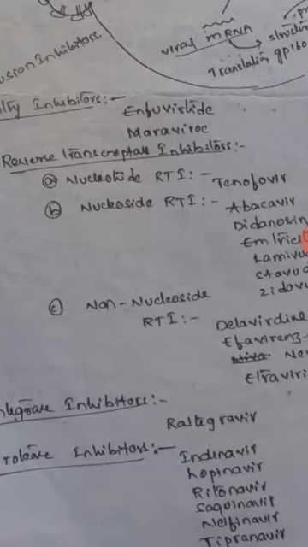One is nucleotide reverse transcriptase enzyme inhibitors, nucleoside reverse transcriptase enzyme inhibitors, non-nucleoside reverse transcriptase enzyme inhibitors. Okay, please remember nucleotide and nucleoside. So what is the difference between the nucleoside and nucleotide? A nucleoside is nothing but a nitrogen base and a sugar. Okay, they don't have phosphate. Nucleotide means they contain the phosphate group as well.